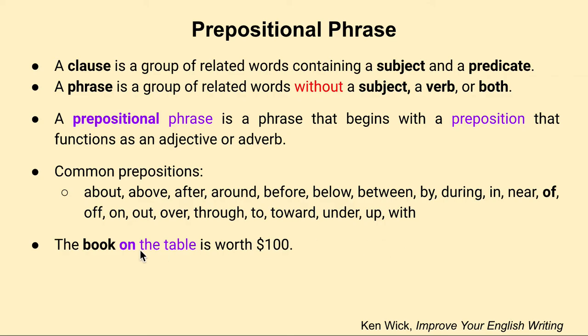So here's an example. The book on the table is worth $100. On is a preposition, and the prepositional phrase is on the table, and it's functioning as an adjective because on the table is describing book. The example is he ran around the corner. Around is a preposition. The prepositional phrase is around the corner. Around the corner is describing ran. Therefore, it's functioning as an adverb.